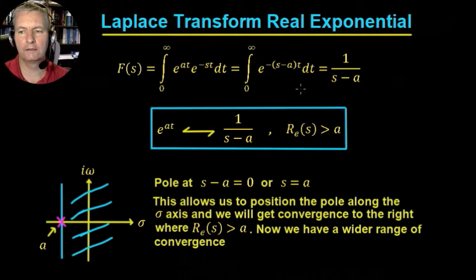Now we can go ahead and integrate this, in which case you would have minus 1 upon s minus a times e to the minus (s minus a)t, all from 0 to infinity, and you could put your values in for 0 and infinity and you get 1 upon s minus a.